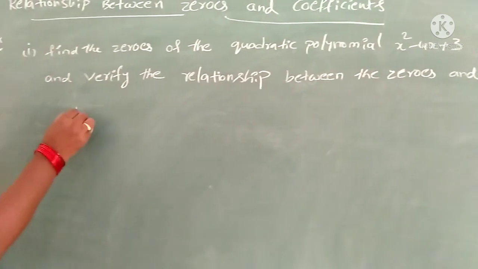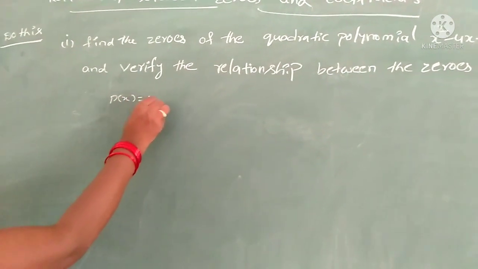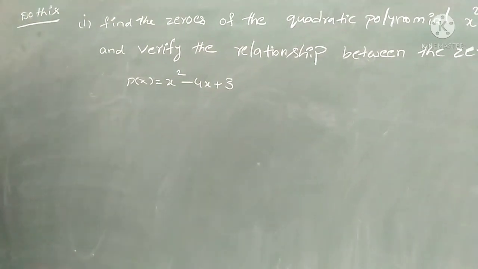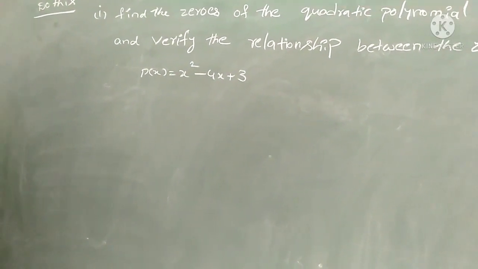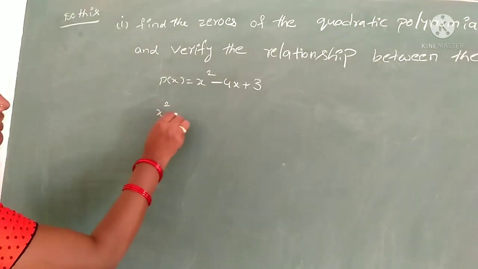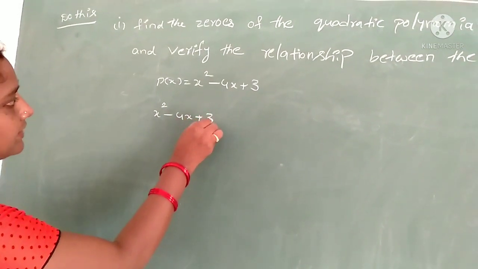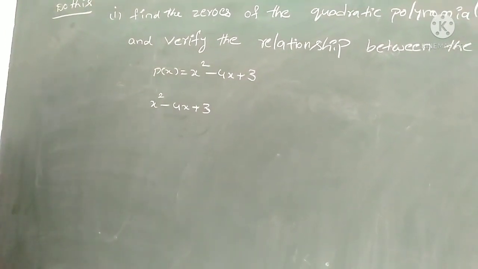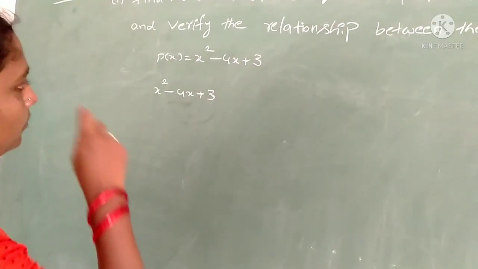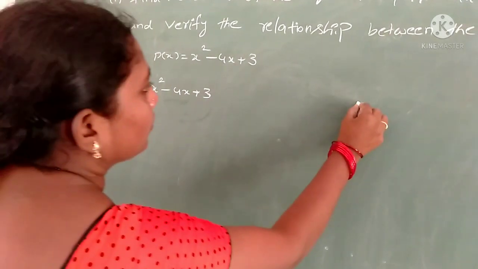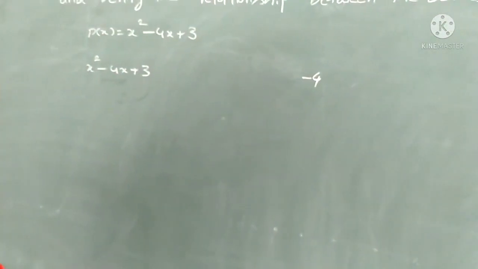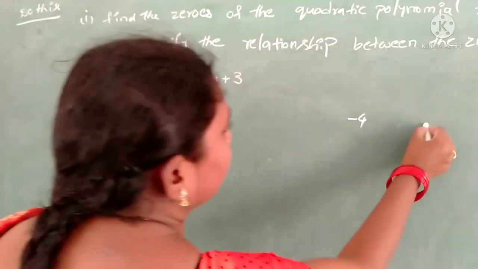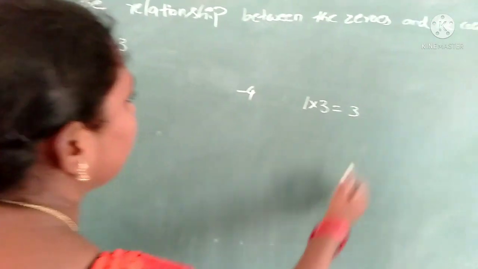First, let p of x equal to x square minus 4x plus 3. First we find the factors. So, x square minus 4x plus 3. Splitting the middle term minus 4x: the middle term is minus 4, x square coefficient 1, constant 3. So, product 1 into 3, 3.